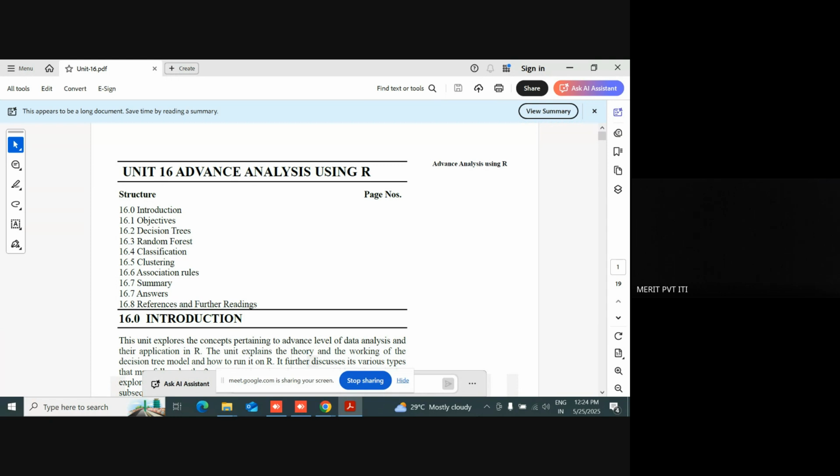So advanced analysis using R. So this whole block is of R programming. So its objective: decision tree, random forest. You know, forest and tree have a link. Because from the forest you look for the tree, tree look for the forest. The tree has its own importance. Forest has its own importance. Forest has lot of trees and so on.